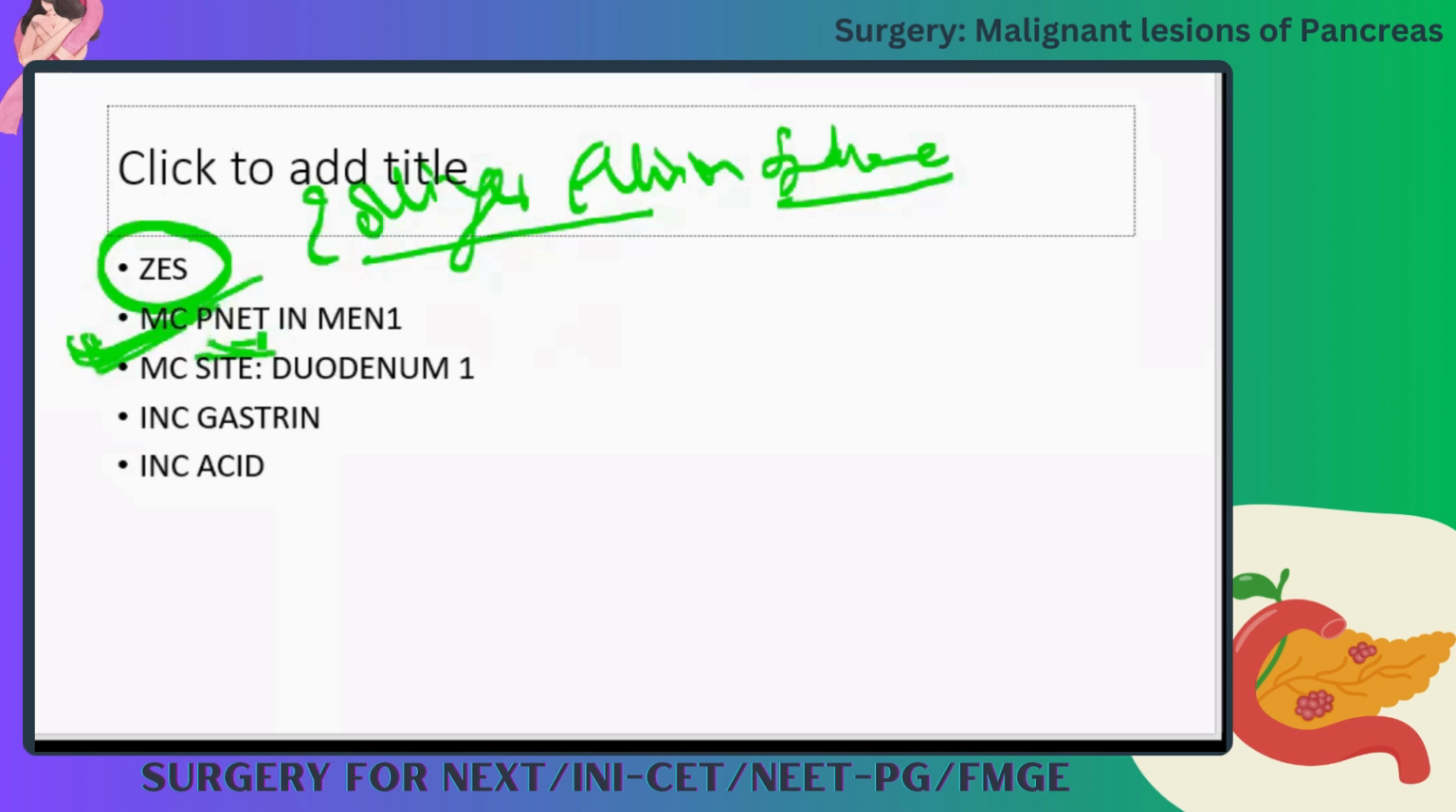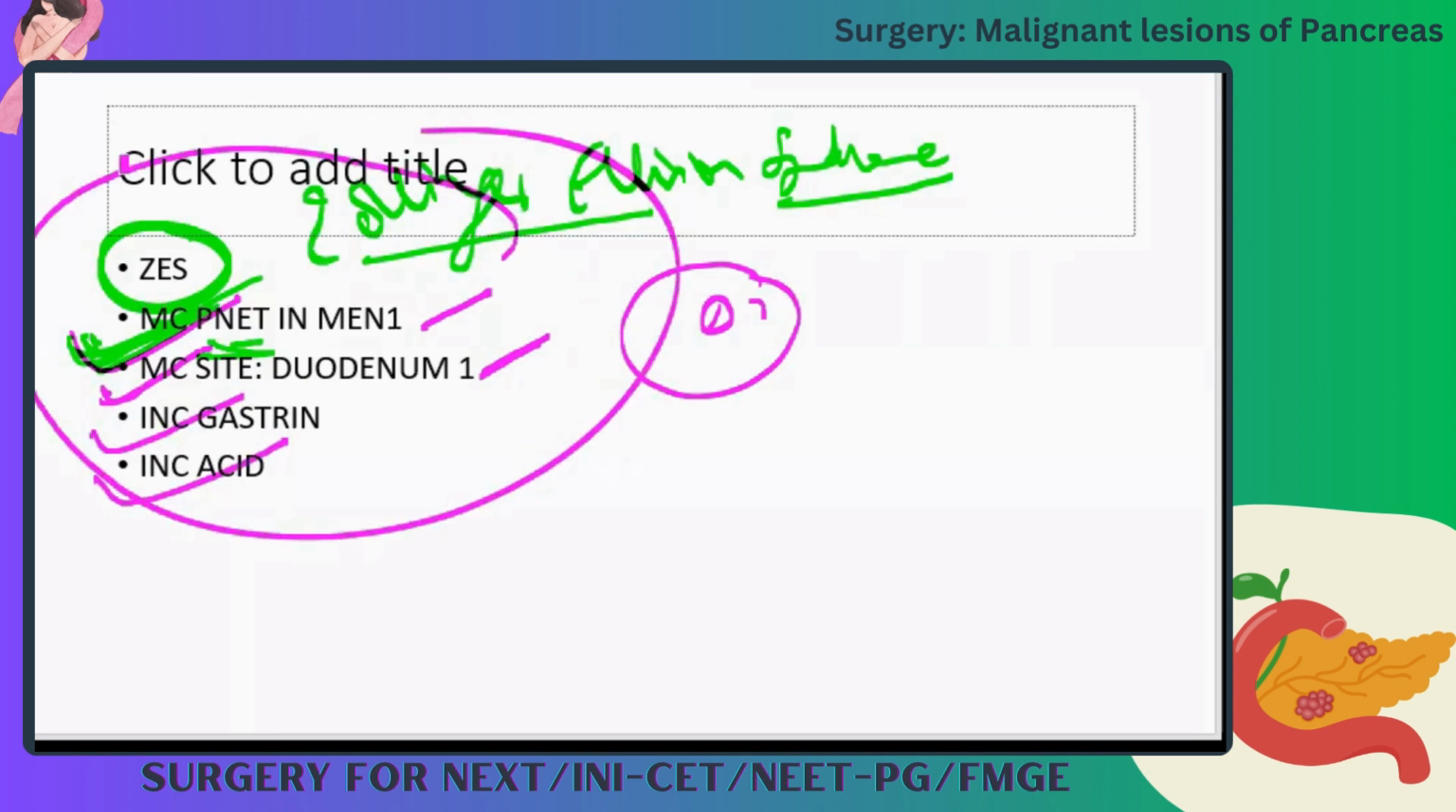Most common pancreatic endocrine tumor. What is MEN? I told you, and again I'll show you. MEN is multiple endocrine neoplasia. MEN 1 is the most common PNET in MEN 1. The most common site is duodenum 1, D1, and there will be increased gastrin secretion and increased acid secretion.